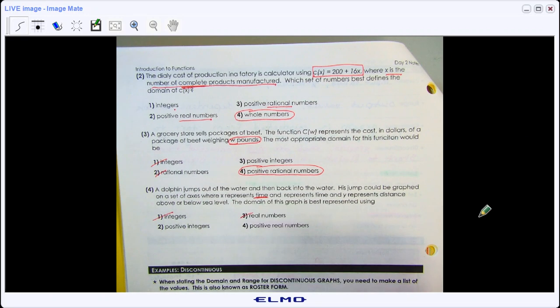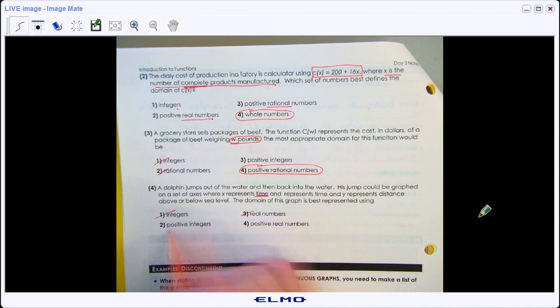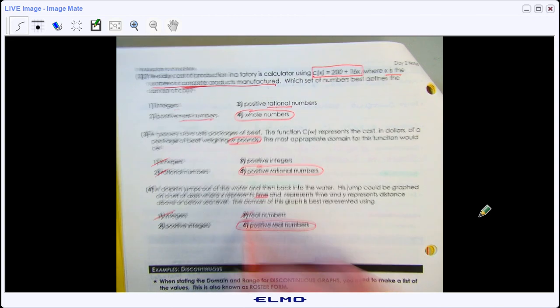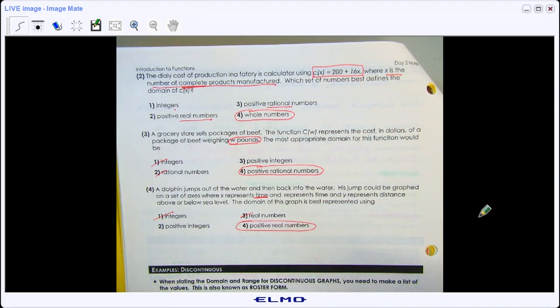With the time though, can we have a fraction of time? Like could he go for 0.5 seconds or could they jump for 1.75 seconds? Absolutely. So it's not just going to be integers. It's going to be the positive real numbers because it could be fractions and all that stuff.